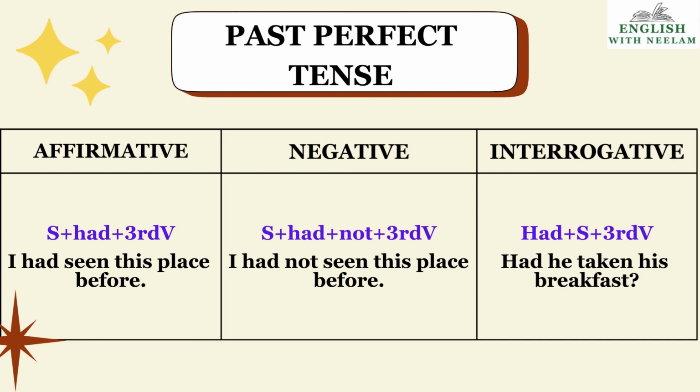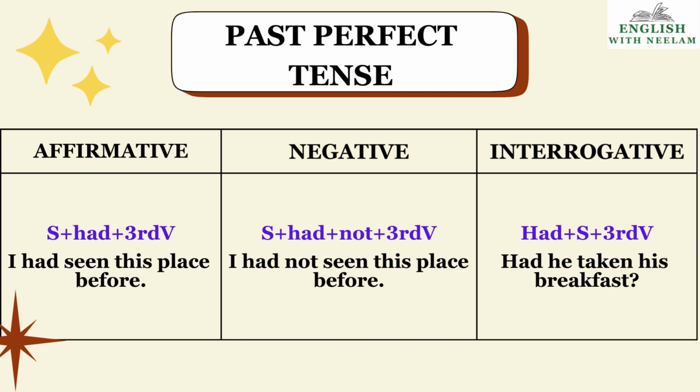Affirmative first of all. Subject plus had plus third form of verb. I had seen this place before. Negative, I had not seen this place before. Subject plus had plus not plus third form of verb. Interrogative, obviously had helping verb in the beginning of the sentence. Had plus subject plus third form of verb. Had he taken his breakfast?